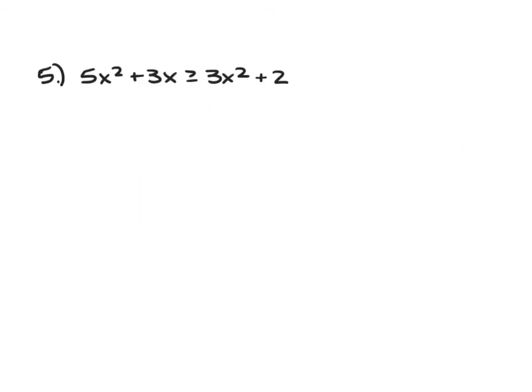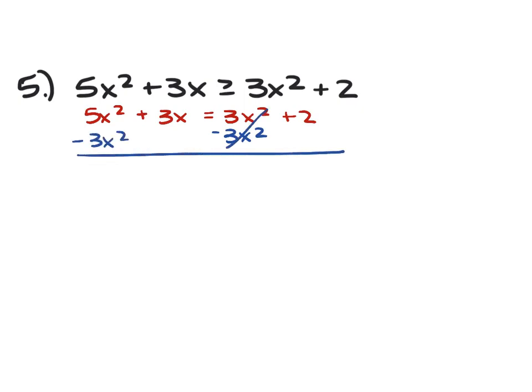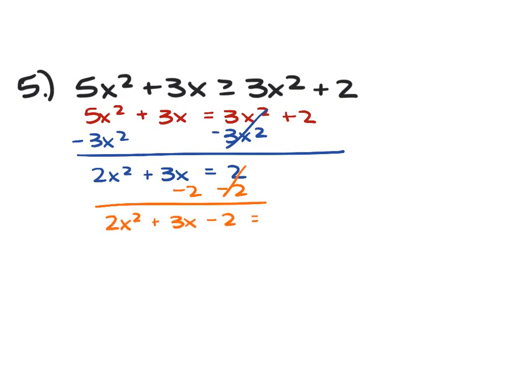For number 5, we have 5x squared plus 3x is greater than or equal to 3x squared plus 2. So with this one, I'm going to start it again by changing it to be an equation. And then I'm going to move my terms over to one side. So I'm going to subtract this 3x squared from each side. I have 2x squared plus 3x is equal to 2. And then I subtract the 2 from each side to get 2x squared plus 3x minus 2 is equal to 0.